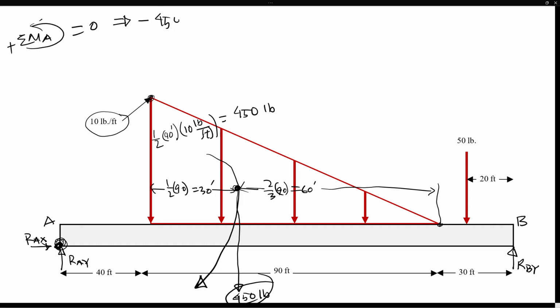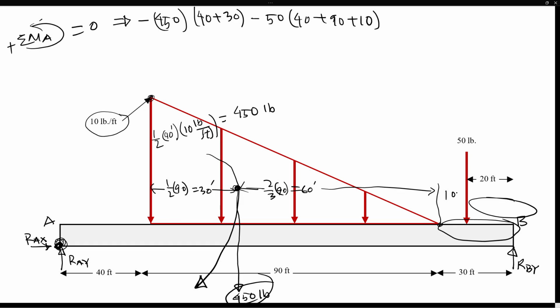So 450 times it is 40 feet plus 30 feet away from point A, where you are taking that moment. And then that 50 pounds will also cause a negative moment. So that's going to be 40 plus 90 plus 10 feet.